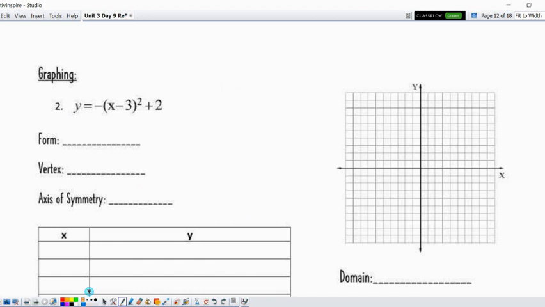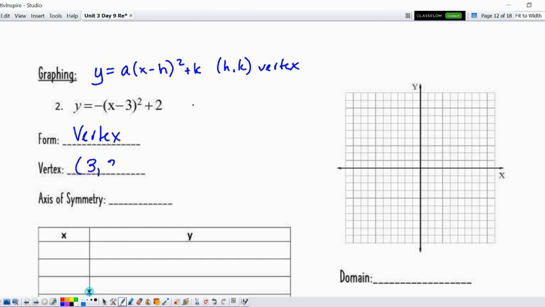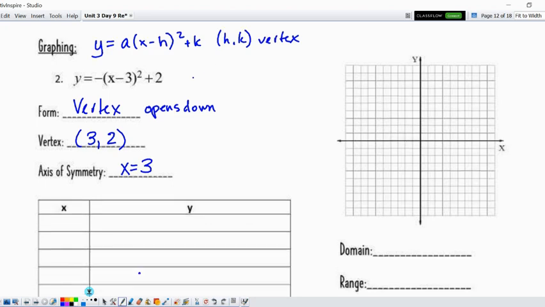Our first form in problem number 2 is vertex form. And just as a reminder, sorry, I made an error there. Vertex form is y equals a(x minus h) squared plus k, where h and k are the vertex. X is always the opposite because your x is a liar. So our vertex would be read as (+3, +2). And again, we can tell that just by looking in the equation. We also know that this opens down, so I'll make a note of that because we have a negative in front. And the axis of symmetry always goes through the x-coordinate of the vertex, x equals 3.